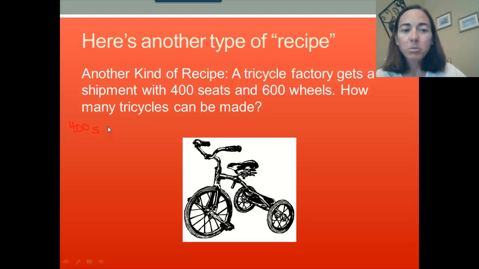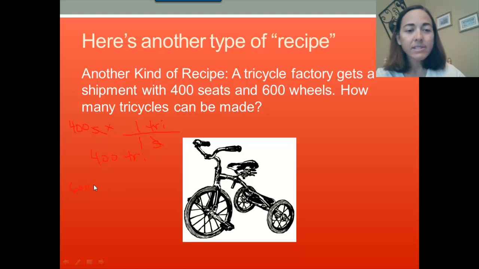So I'm going to put 400 S for seats. Here's the mole ratio, or the ratio. I know that for every 1 seat you can make 1 tricycle. So seats cancels. And when you do the math, you figure out you can make 400 tricycles from those 400 seats. Let's do the same thing with the wheels.